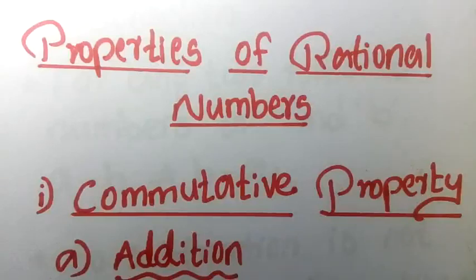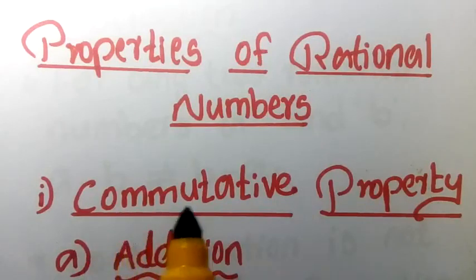Good morning, dear children. Today we are going to discuss the topic properties of rational numbers from the chapter Rational Numbers. In your earlier classes, you have learned some of the properties of whole numbers and integers. Do you remember that? I hope you are remembering that. Now we are going to discuss two of the important properties of rational numbers. They are commutative property and distributive property.